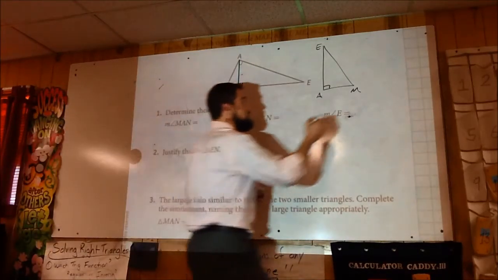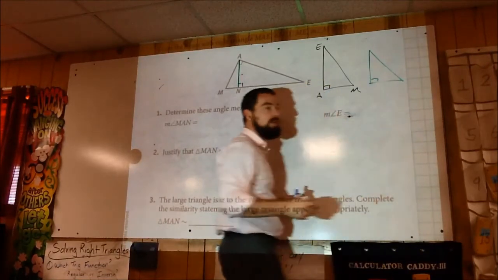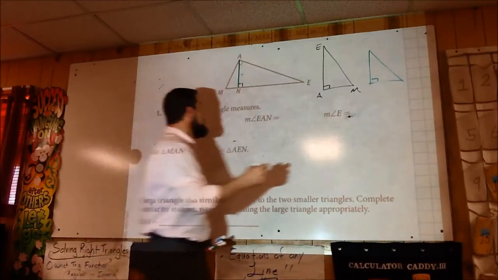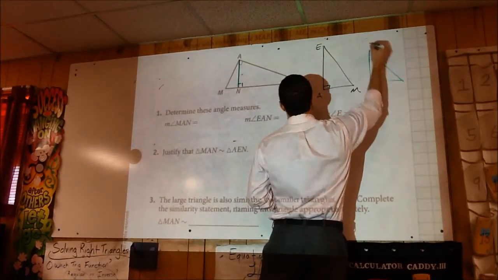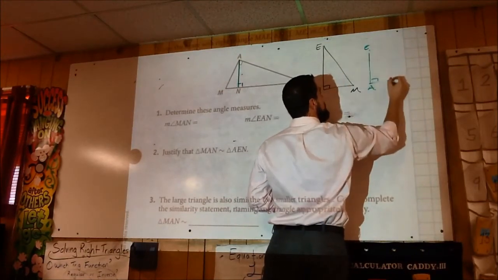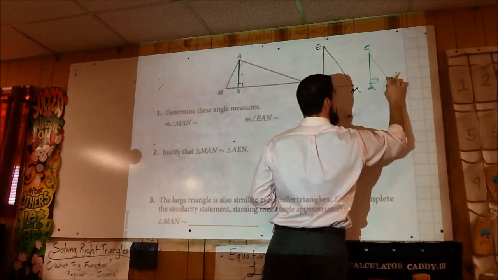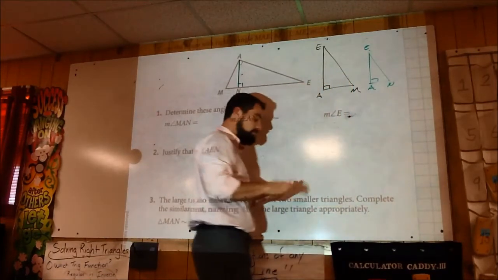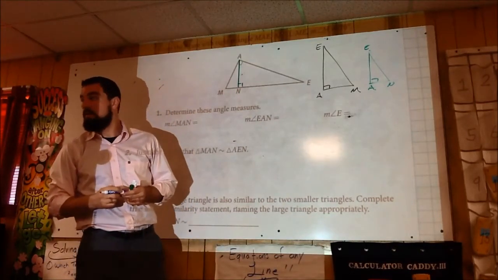So the medium-sized triangle, again, it should look the same. You're making it so that they're in the same orientation. The medium triangle has the 90-degree angle as vertex A. Up top here is E. And then this is N, correct? Are we all in agreement for the medium-sized triangle?